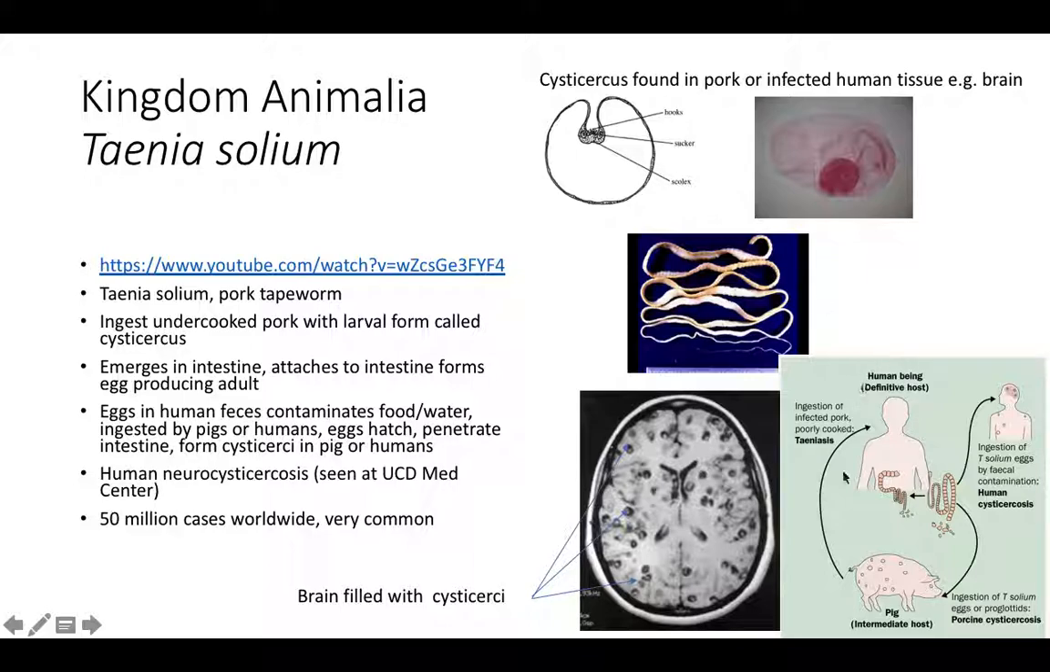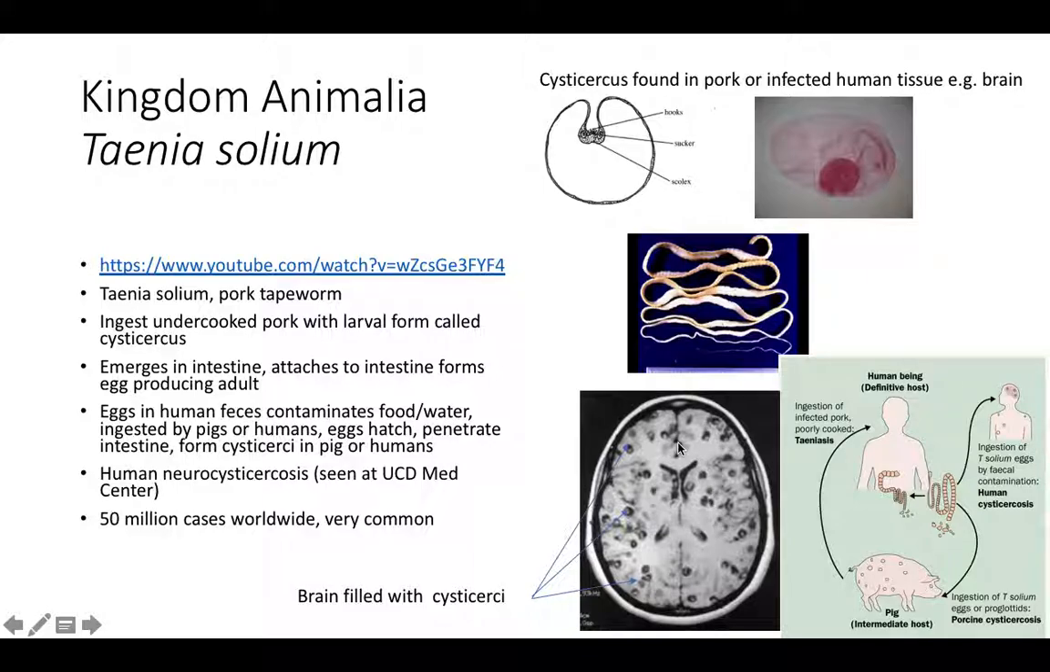Of huge concern is if humans swallow the eggs. So again, this could be through fecal contaminated food or water, because the same thing that happened in the pig is going to happen in us humans. The eggs will hatch in the intestine, releasing baby worms. Baby worms penetrate the intestine and spread throughout the body. And for some reason in humans, the little baby worms love the brain. And so they'll form all these little cysticerci in our brain.